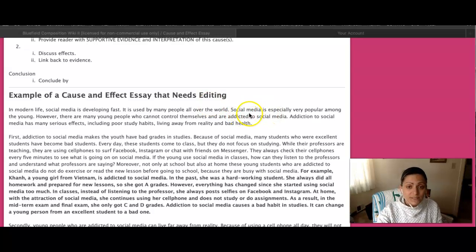They do move towards something that's more specific, which is social media is very popular among the young, but again, that's still a vague generalization because it's also used by the older. However, there's many young people who cannot control themselves and are addicted to social media. Addiction to social media has many serious effects, including poor study habits, living away from reality, and bad health. So, that's a good list of effects caused by one thing, addiction to social media, but it would be stronger if it was anchored to something concrete.